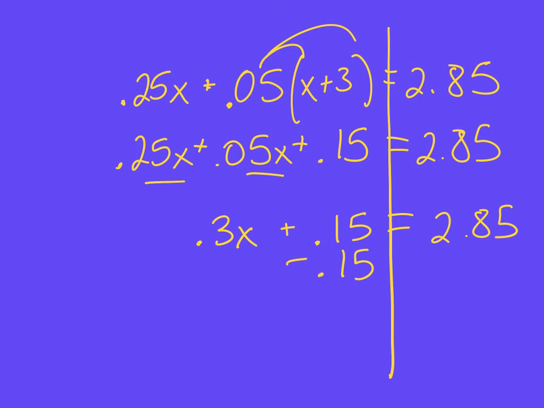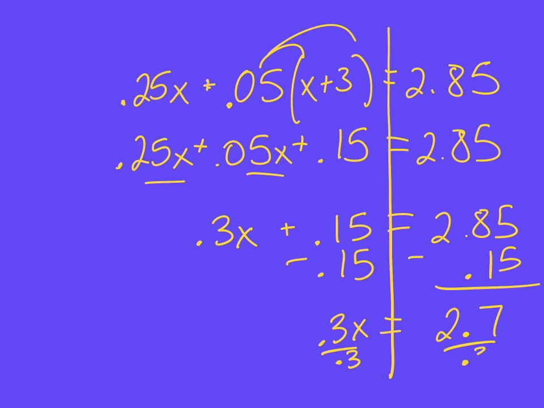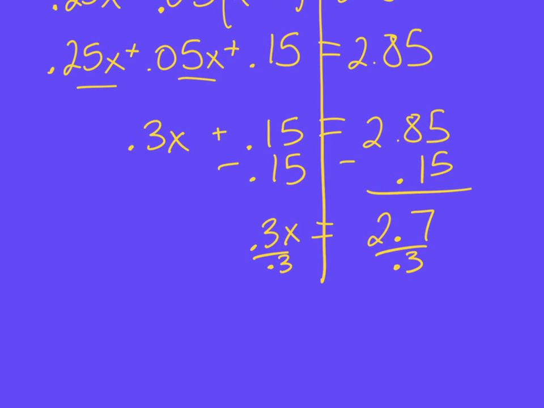Then we subtract, just pretend that these were regular numbers, okay? We know that they're decimals. This ends up being 2.7 equals 0.3x. And when we divide by 0.3, plug that in a calculator, and you should get x equals 9. And that's your final answer.